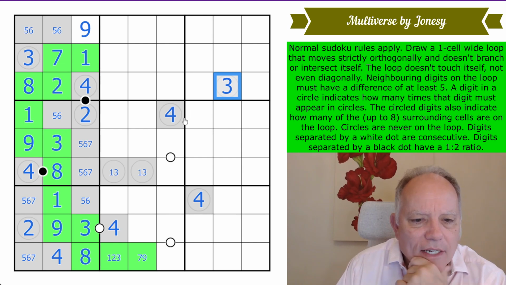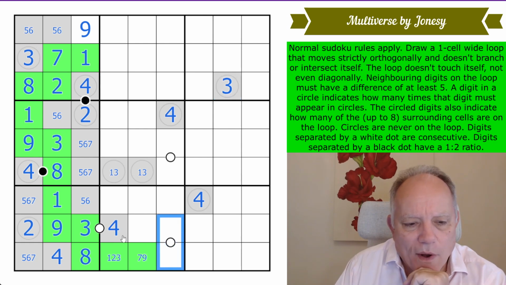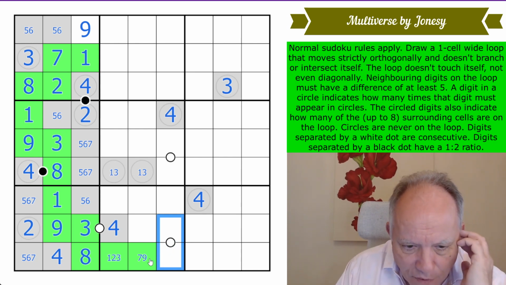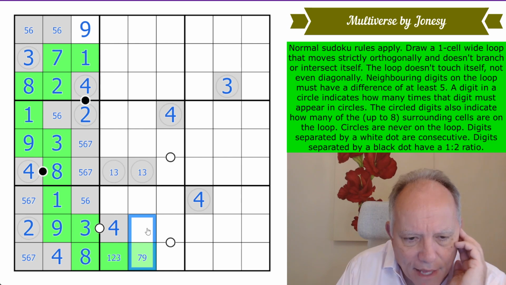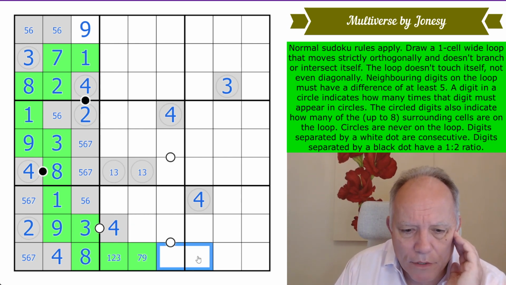Good stuff again. So, what next? Is it Sudoku that I have to do next? Well, okay, the loop can never go through a white dot. We sort of found that here because white dots have a difference of 1 and we always need a difference of 5 as we move along the loop. So the loop either goes up there, which must be to a 1, or it goes along here.